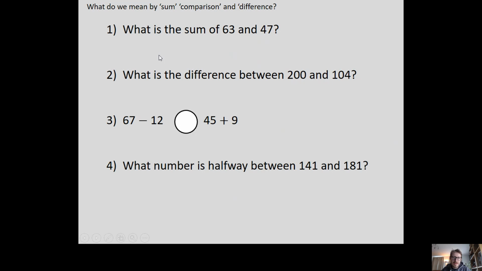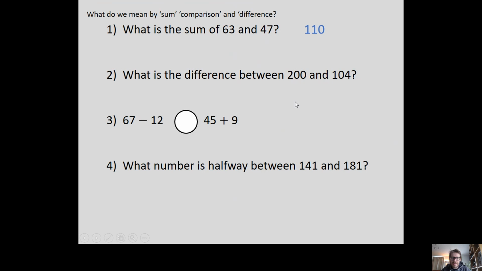So if we look at just these 3 questions, to begin to think about what these 3 words mean. The first one: what is the sum of 63 and 47? Now, notice the spelling of sum. With this spelling, it's a maths term and it means to add. So what is the sum of 63 and 47 means you need to add those 2 numbers together. Added together will be 110.